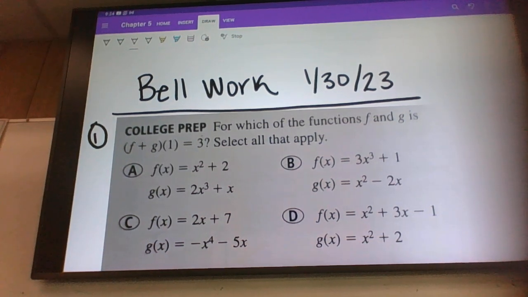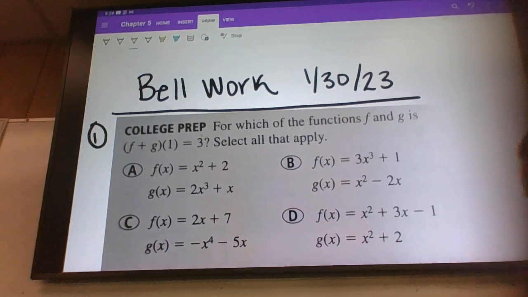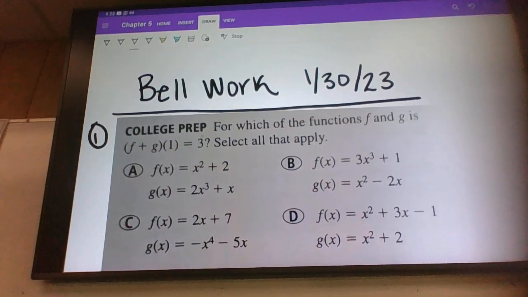So it says, for which of the functions f plus g of 1 equals 3, select all that apply. Technically, a select all question is supposed to have more than 4 options. Did you guys know that? No. The flaw in this textbook.